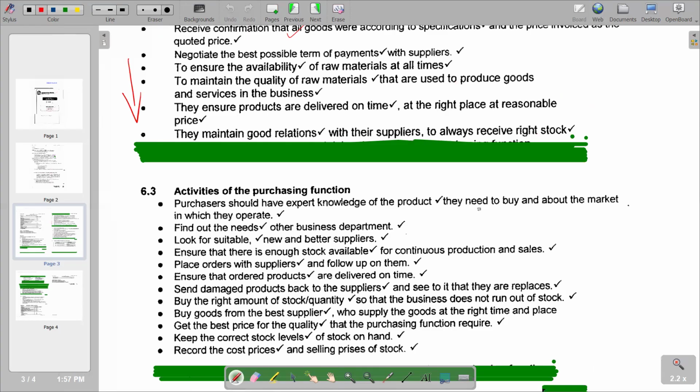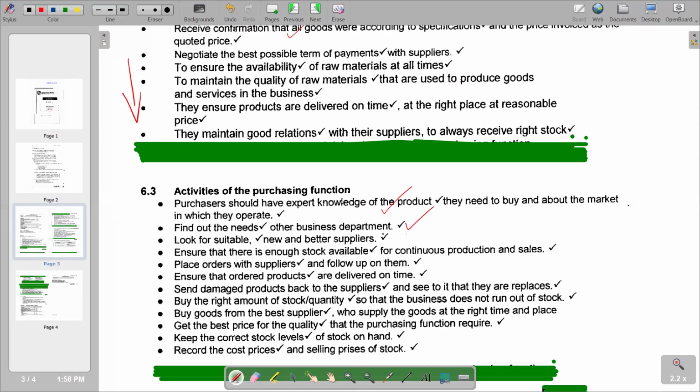knowledge of the product they need to buy and about the market in which they operate. So they need knowledge of the product they need to buy and about the market in which they operate also. So that becomes another activity in terms of acquisition of knowledge in terms of products that are to be bought and about the market in which they operate. Then you go to the next point, to find out the needs.